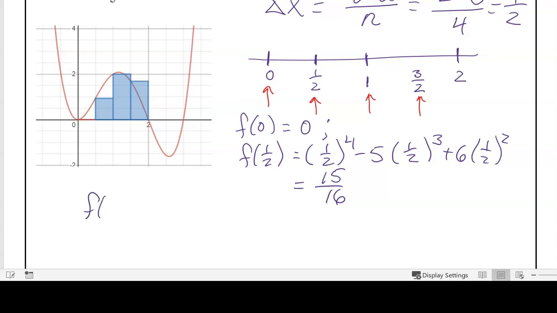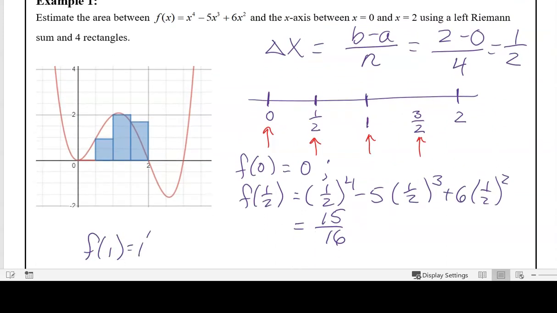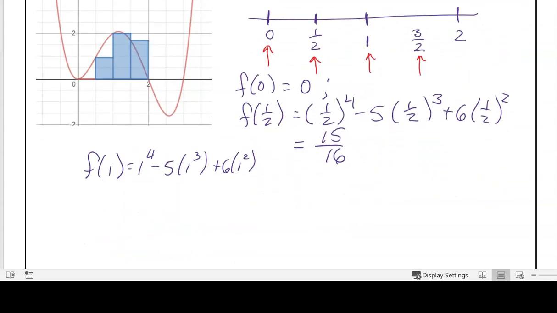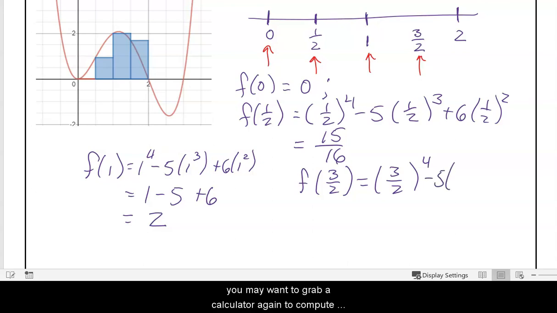Let's now compute the remaining two heights for our third and fourth boxes. f of 1 will give me, looking back at the function, 1 to the fourth minus 5 times 1 cubed plus 6 times 1 squared. That's going to give me 1 minus 5 plus 6, which should give me 2. When I plug in f of 3/2, it'll require a little bit more work. You may want to grab a calculator again to compute this value, then check to see if your answer matches mine.